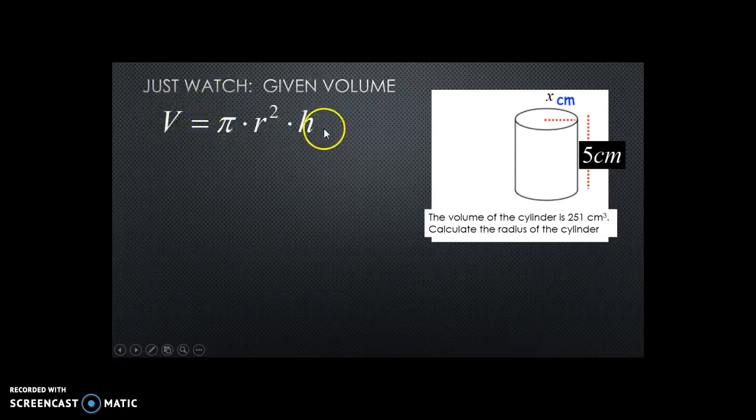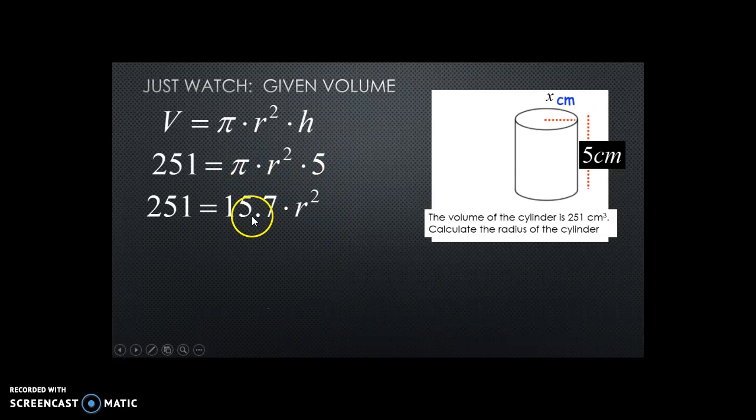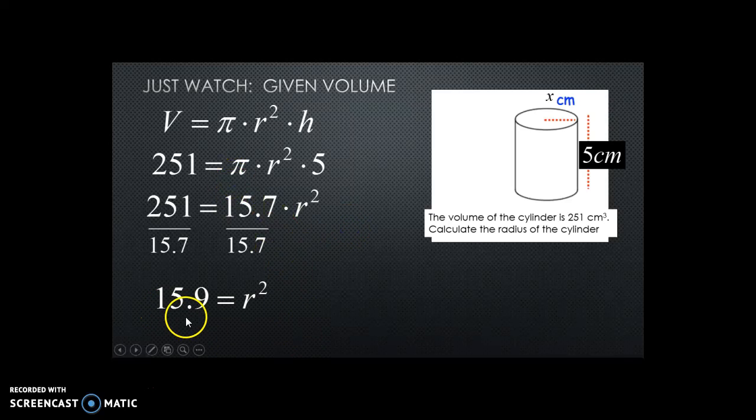So here's the formula. 251 is going to go in for volume. 5 is going to go in for height. We don't know r, so this is what we're solving for. We're solving for r squared. All right, so here we go. I'm going to multiply the given values, 5 and pi, is 15.7 times r squared, so I combine these. I'm going to divide both sides by 15.7. That goes away. And I'm given 15.9 equals r squared, which is really close.